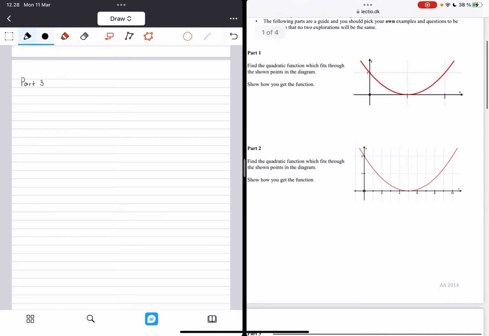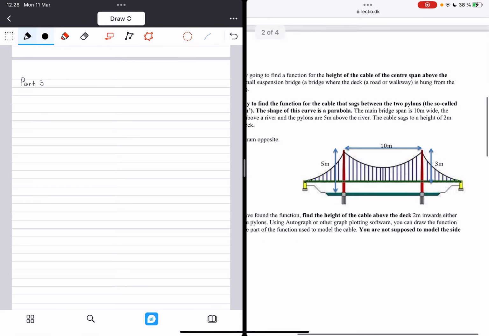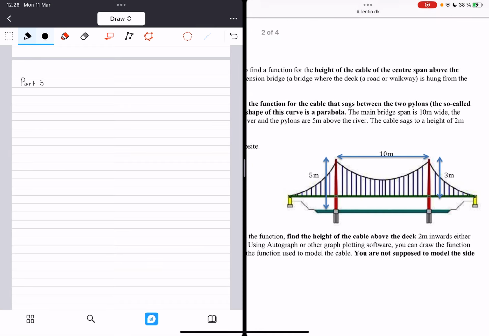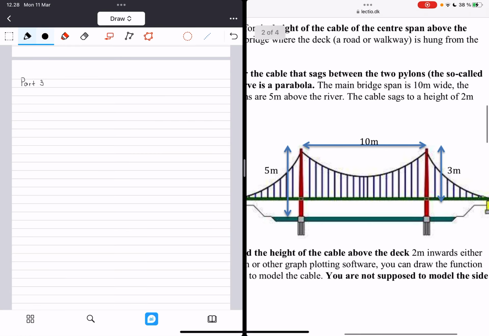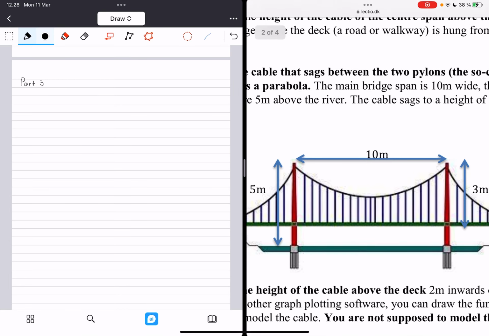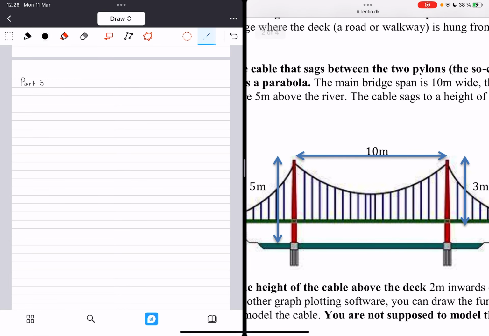Quadratic functions, we're going to use the knowledge in order to find the function for the cable that sags between the two pylons. And that's what we have right now. So how can we make this work?